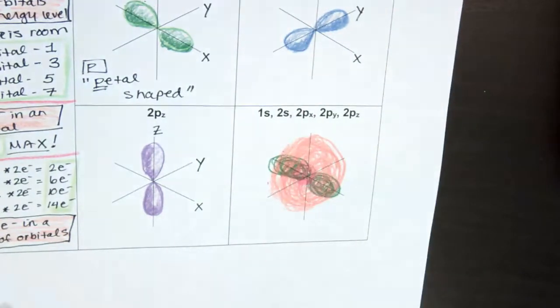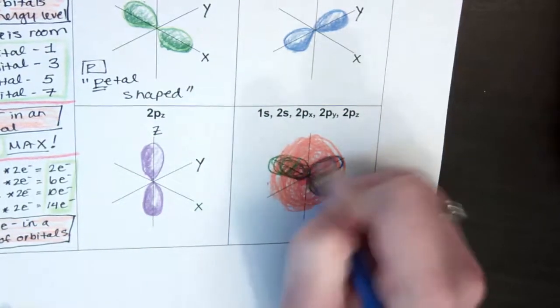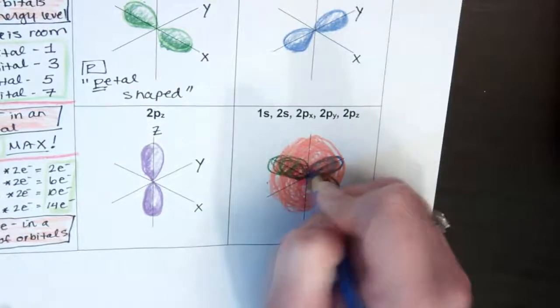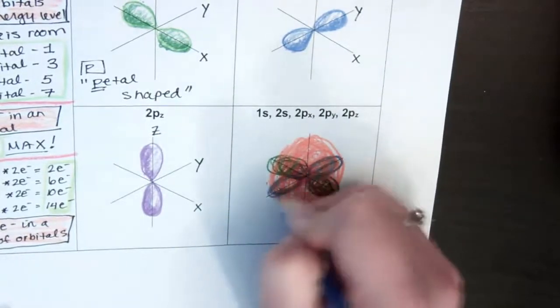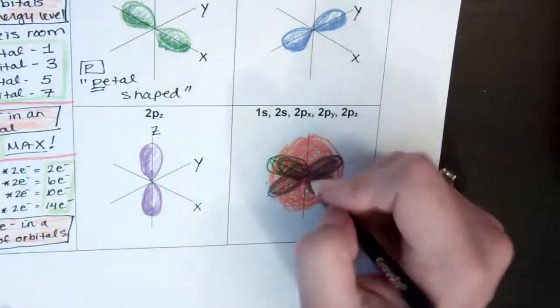So I have my 1s, my 2s, my 2px. Here comes my 2py. Now I have my 2pz.